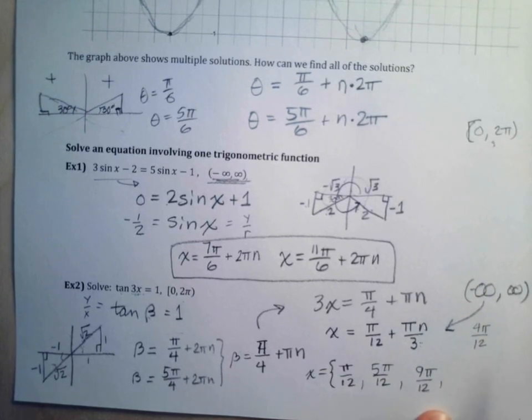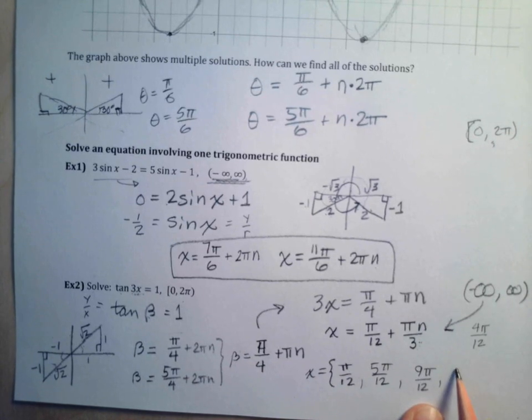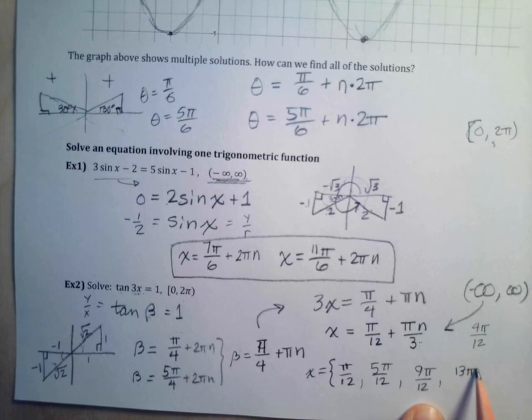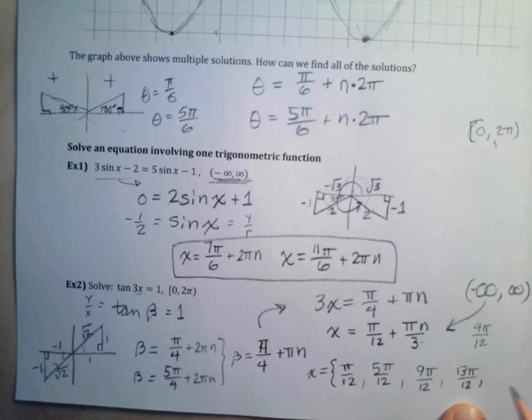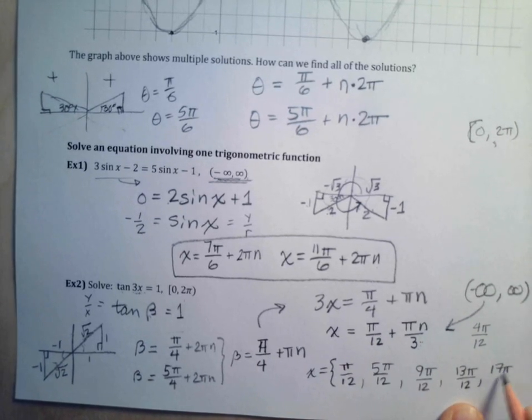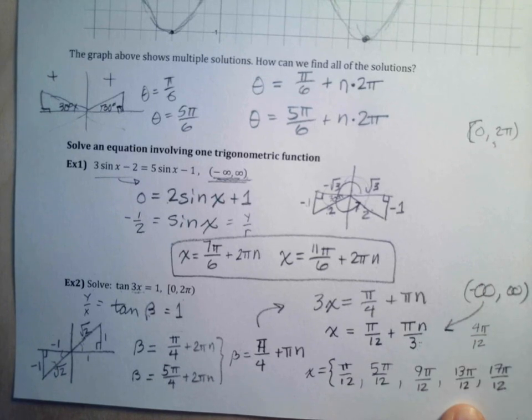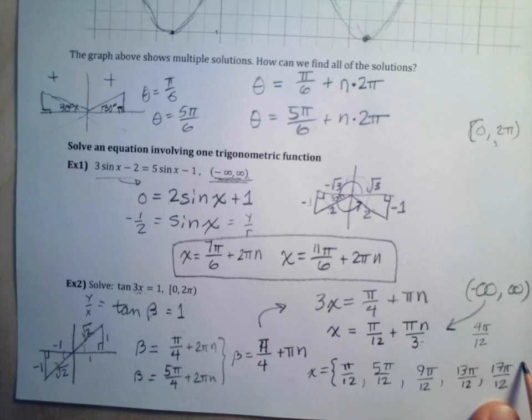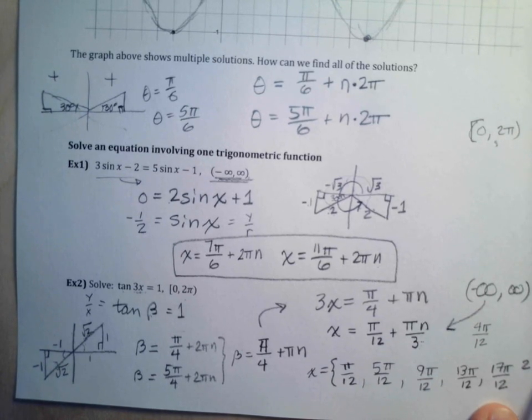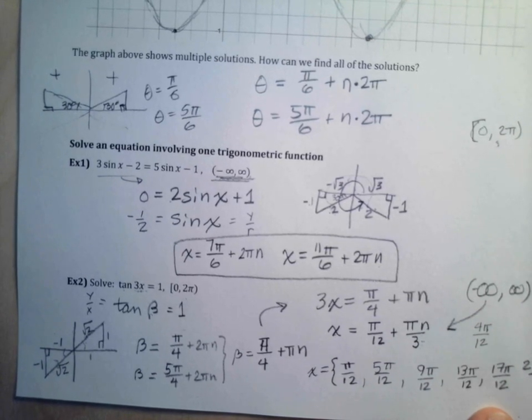Keep going. Let's add 4 to that. That's 13 pi over 12. Add another, that's 17 pi over 12. And then add another one again, 21 pi over 12. And of course you could reduce that one as well.